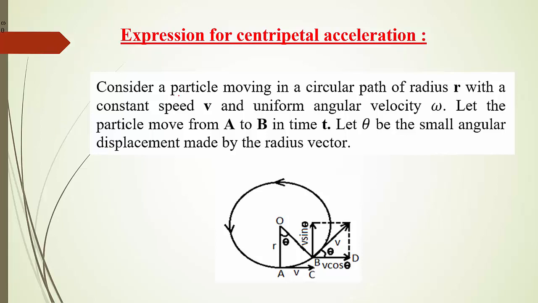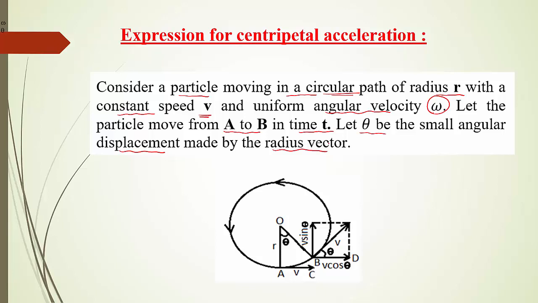Yes, we consider a particle moving in a circular path of radius r. It has constant speed v and uniform angular velocity omega, because it is not moving in a straight line but in a circular path, so we should consider angular velocity omega. Let the particle move from A to B in a time interval t. Theta is the small angular displacement made by the radius vector.